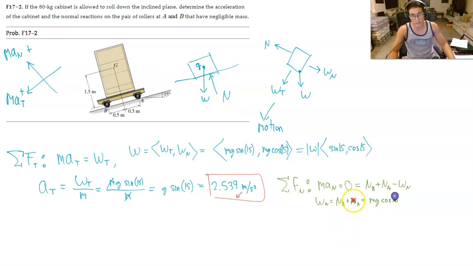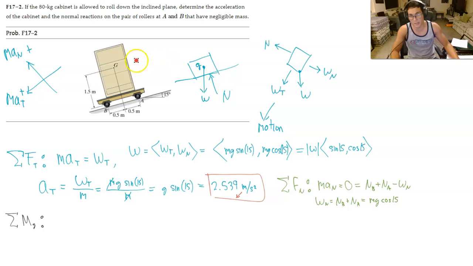Okay. Now, you don't know what NB and NA are, and your goal is to find them. So, you're lucky that we have one more equation we can use. We got the sum of the forces in the tangential and normal directions. But what if we have a length? If we have a length, then we can have a moment equation. So, we have the sum of the moments about point G.